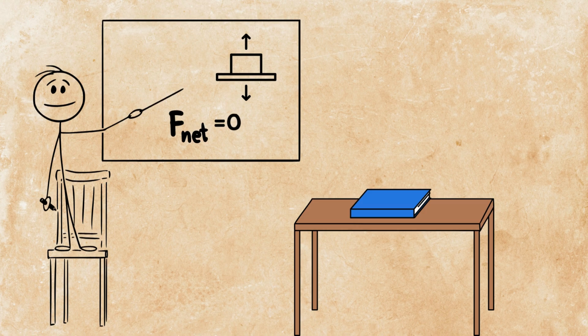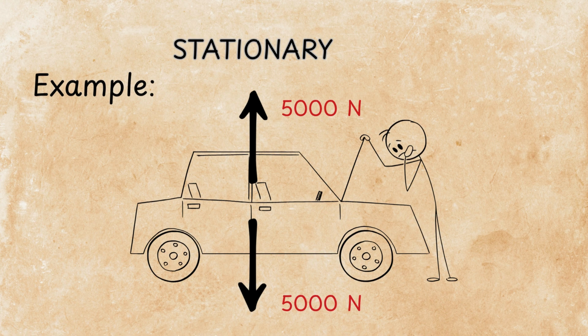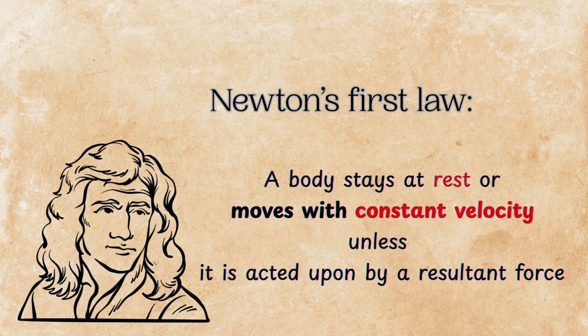Every teacher uses the example of a book on the table. We know that it's at rest. There are two forces acting on it: the weight, downward, and the contact or normal force, upward. They are balanced and the object, the book, stays at rest. So yeah, if your car is stationary and it's not moving, that means these two forces acting on it are equal and balanced out.